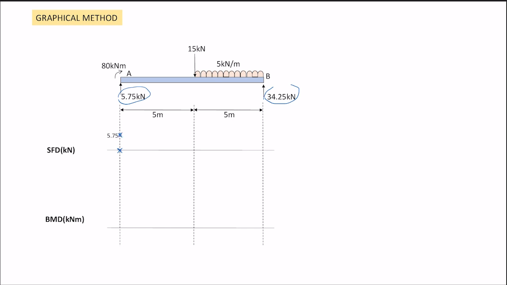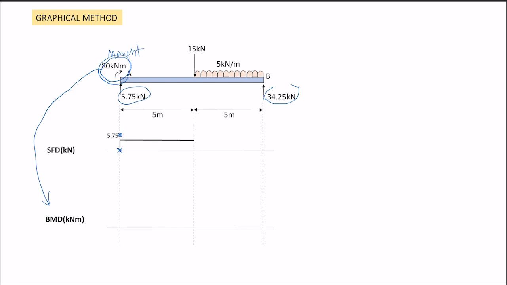Next, for along the way 5 meter, there is no force. So it will be straight. Okay, the 80 we ignore because it is a moment. The moment will go into the BMD, the bending moment diagram. So this is a moment. It will not go into the shear force diagram.